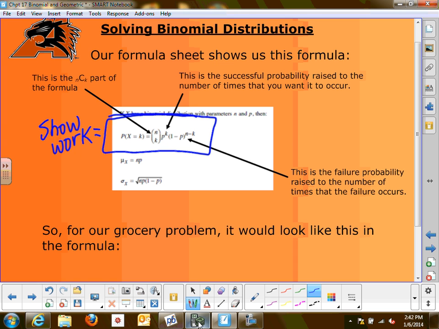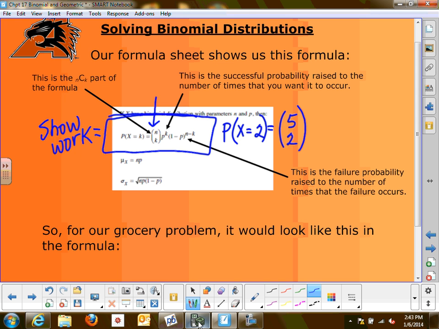So here we go. We were wanting to have exactly 2 go through the express lane. So that's the problem. Find the probability of x being 2. And so that equals, okay, according to this formula, what should I write here? So I need to note the combinations. For our grocery store problem, what I'm going to do, 5 choose 2.